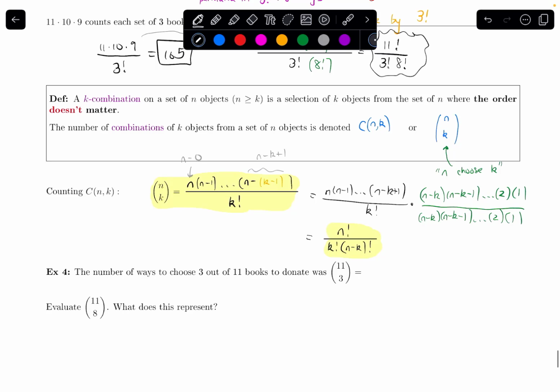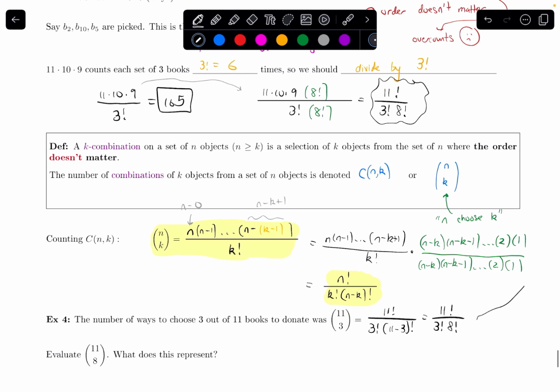So for the problem that we just did, for the number of ways to choose 3 out of the 11 books to donate, I'm going to practice this notation. This is 11 choose 3. If I practice using this factorial formula for it, I get 11 factorial up top, divided by k factorial, which is 3 factorial, times n minus k factorial, which would be 11 minus 3 factorial. So that becomes 11 factorial over 3 factorial times 8 factorial.